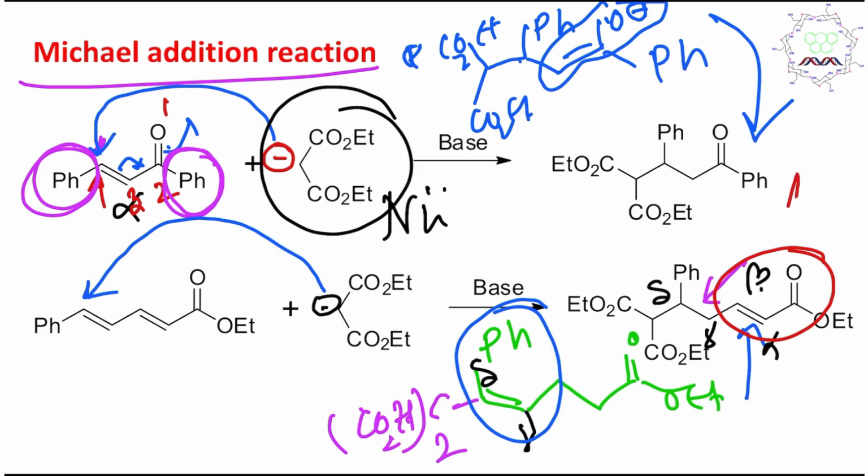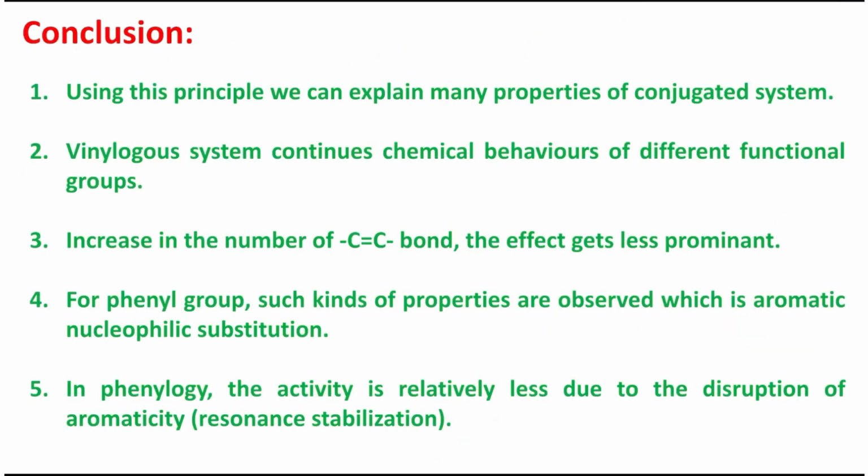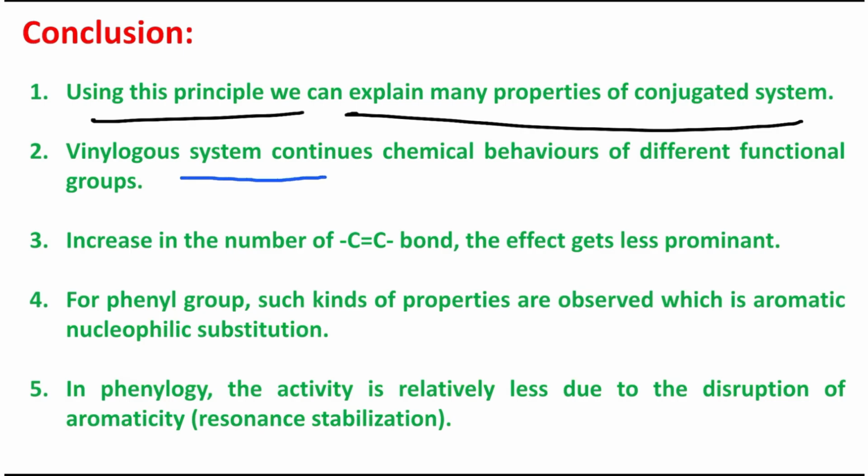And that's why the double bond remains here. Okay, so in conclusion, what you have learned today is that using the principle of vinylogy, we can explain many properties of conjugated systems. I repeat, conjugated systems. Vinylogous systems continue the chemical behavior of the parent functional group.